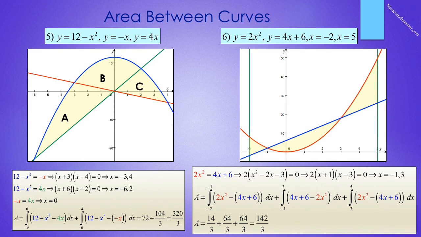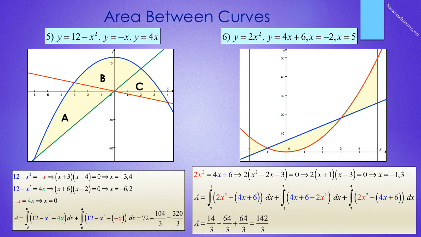We again start off by finding the points of intersection. We set 2x squared equal to 4x plus 6, and that gives us 2 quantity x squared minus 2x minus 3 equals 0, factoring to 2 quantity x plus 1 quantity x minus 3 equals 0, and x is equal to negative 1 and 3.